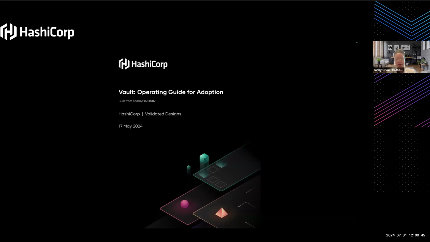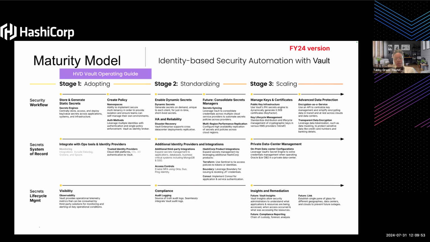Yeah, so let's talk about the Vault operation guide for adoption. For the duration of this Lunch and Learn, we will be focusing on the adopt phase of the maturity model. Do stay tuned for the operating guides for the later maturity phases. We are working to have those published. Now, in that adopt phase of the maturity model, the emphasis is on the customers who are just starting their journey with an aim to improve their security posture by reducing that secret sprawl and centralizing your secrets management.